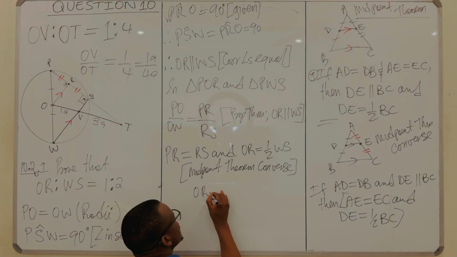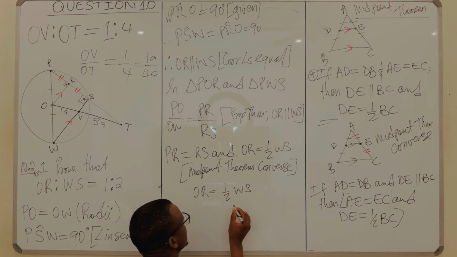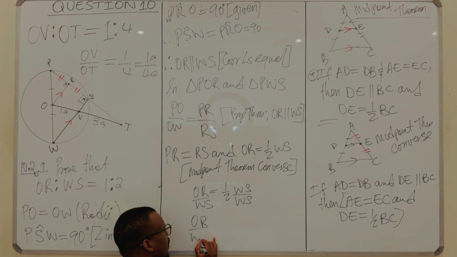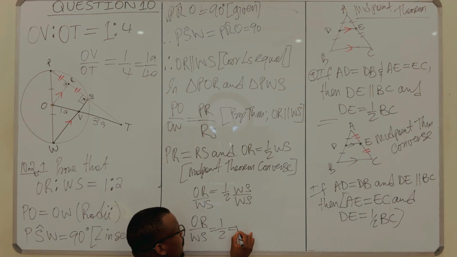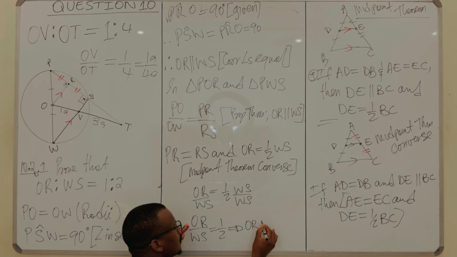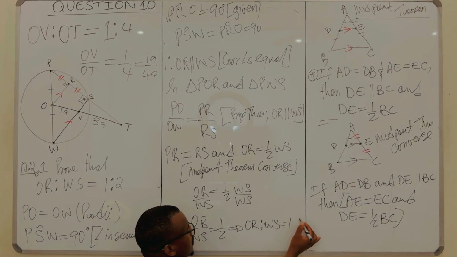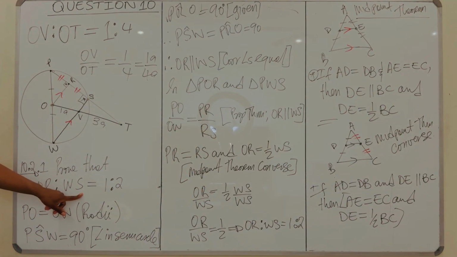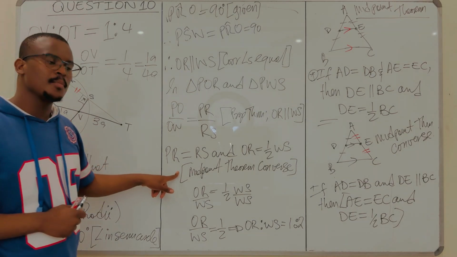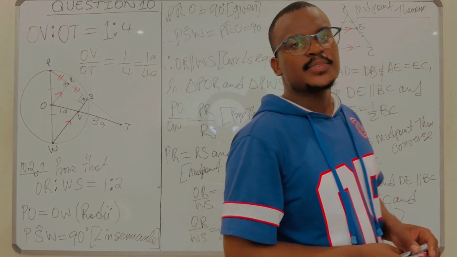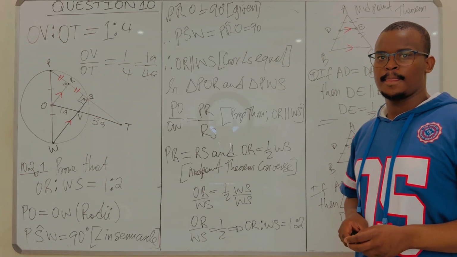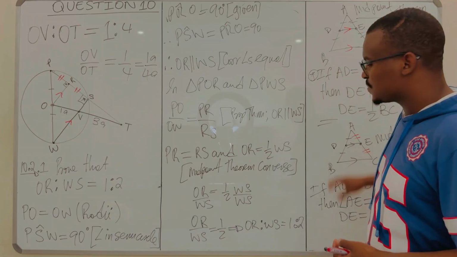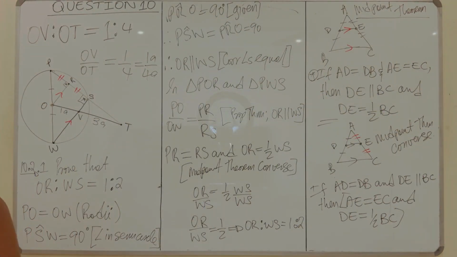So we say OR is equal to half of WS, then divide by WS, divide by WS. Get that your OR over WS is equal to 1 over 2, which implies that the ratio of OR to WS is equal to 1:2, which is what we're trying to prove to begin with. So the midpoint theorem converse is the one that helps us to solve this. So we're done with 10.2.1. I'm going to clean this part and then we'll do 10.2.2.